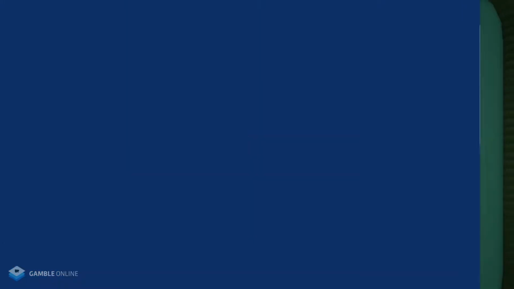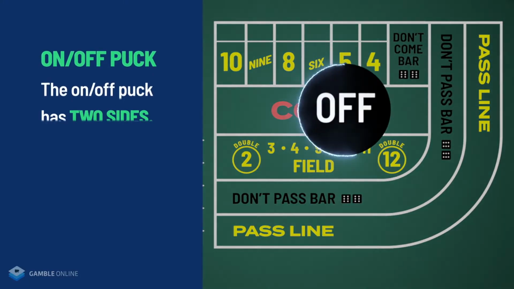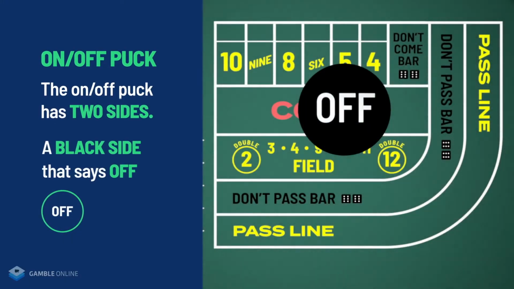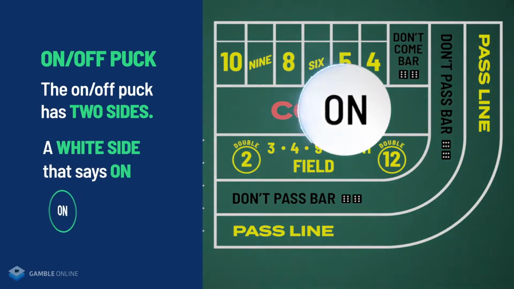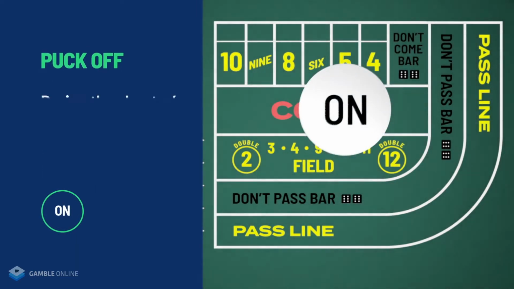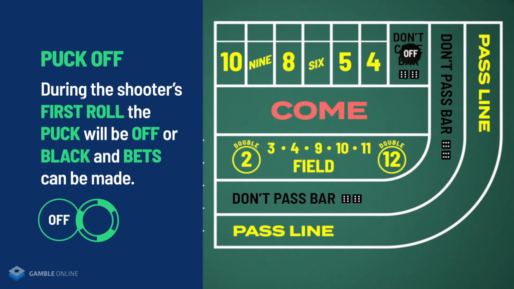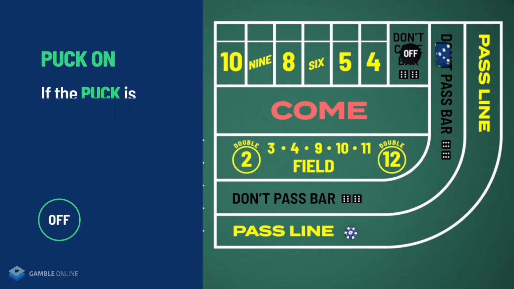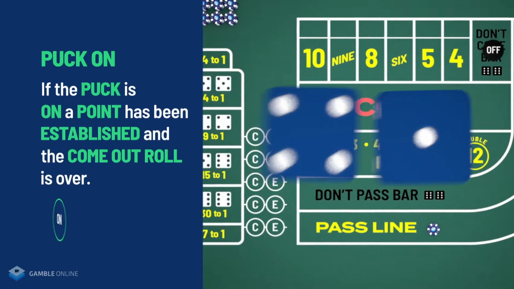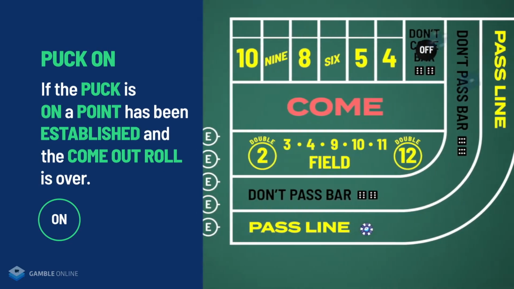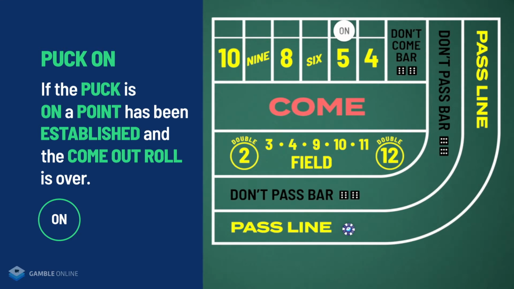Before I get into rolling the dice and the bets that you can make, I'd like to talk about the on-off puck quickly. This puck has two sides, a black side that says off and a white side that says on. Before the shooter rolls what's called the come-out roll, this puck will be on the off or black side, and you can make your bet. If the puck is on the on or white side, a point has been established and the puck will be placed inside the corresponding number.